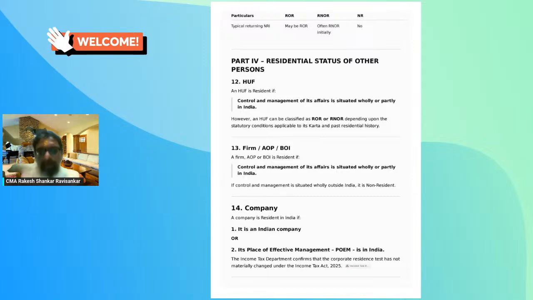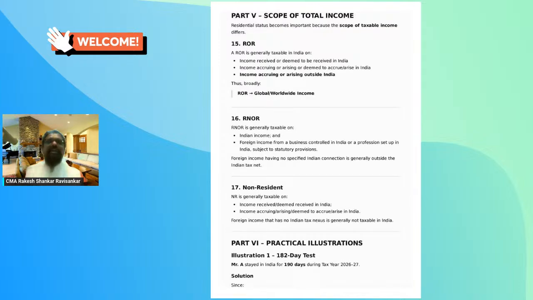So when you talk about the company, a company is resident in India if, first, it is an Indian company which is incorporated in India, or the place of effective management, in short we call it the POEM, is in India. The speciality of the Income Tax Act 2025 is that the place of effective management has been clearly defined by the Income Tax Act 2025. There's a clarity. How do you determine the place of effective management?